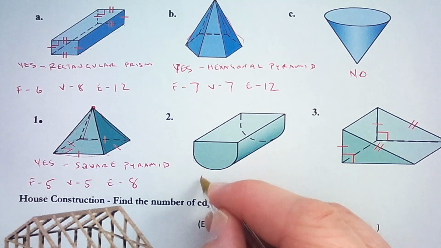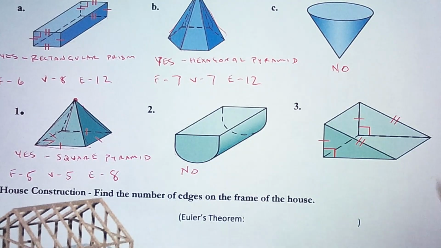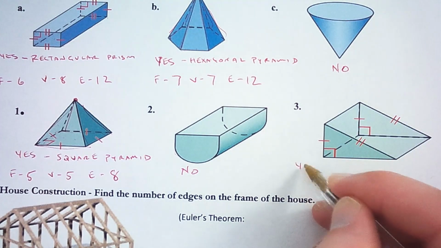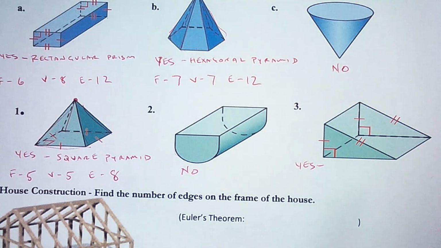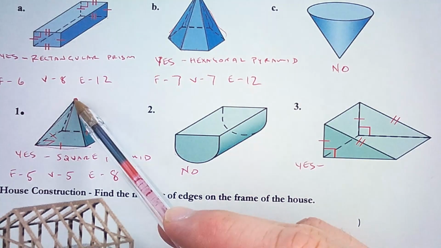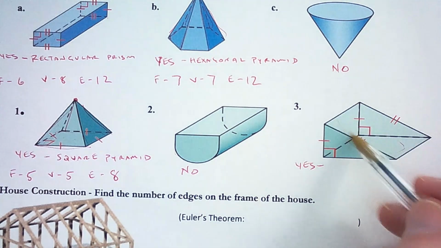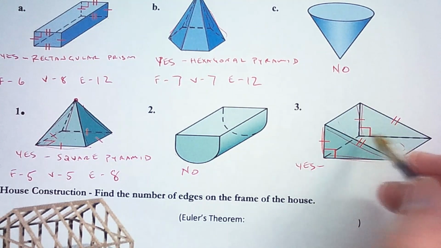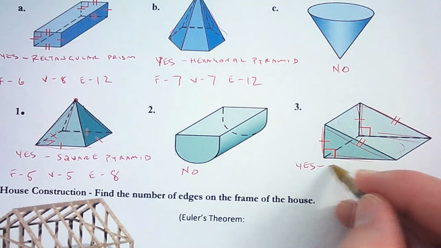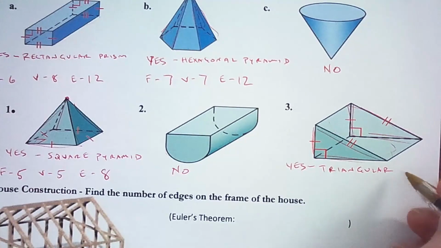This next one has a rounded edge. No, it is not a polyhedron, and we'll move on. Everything here is a polyhedron, so the answer is yes. This is a type of prism because it doesn't go to one vertex like this, and because everything around this side is a rectangle, but then on these 2 ends we have triangles. So this is a triangular prism.